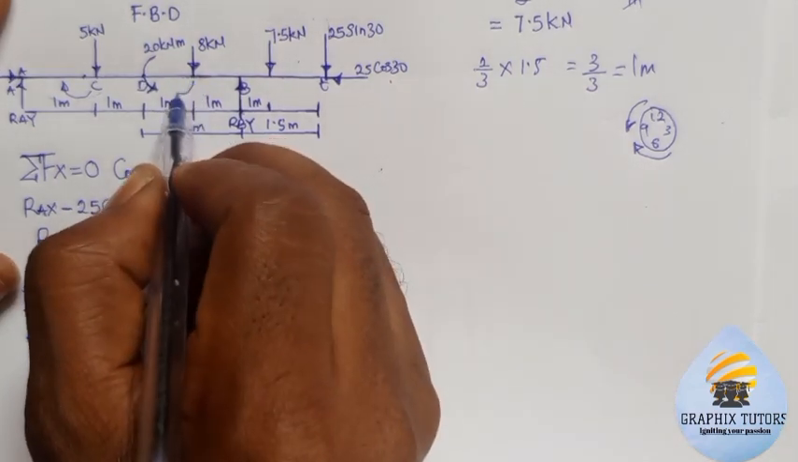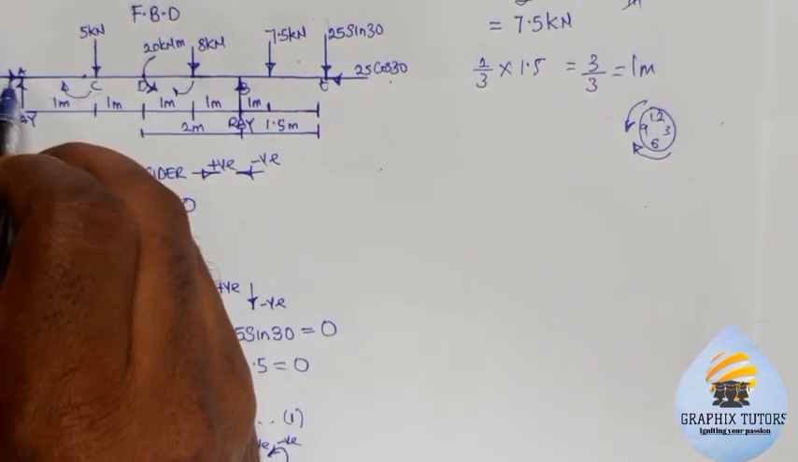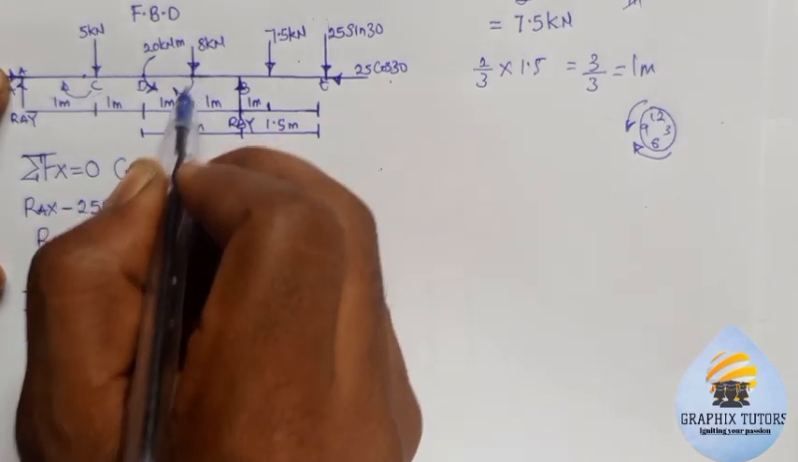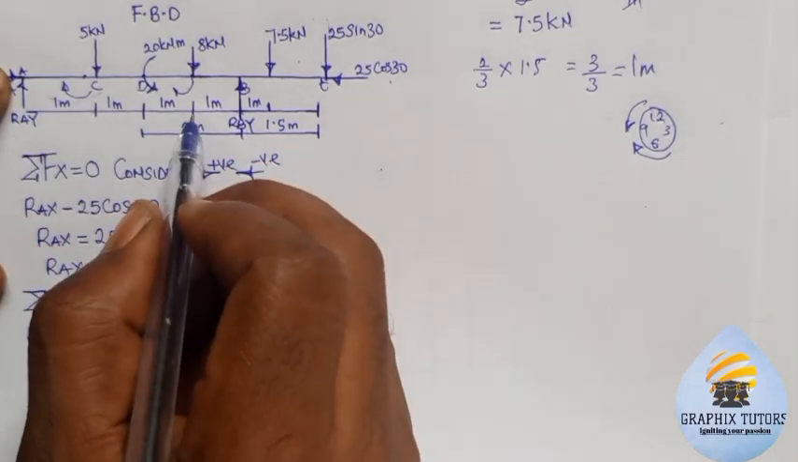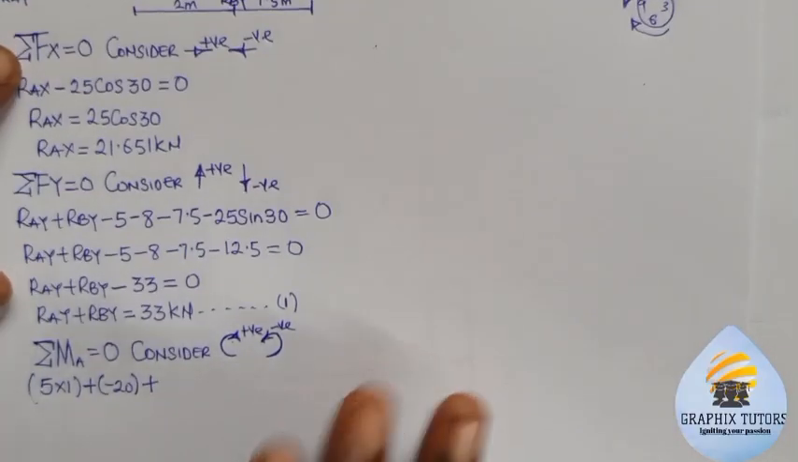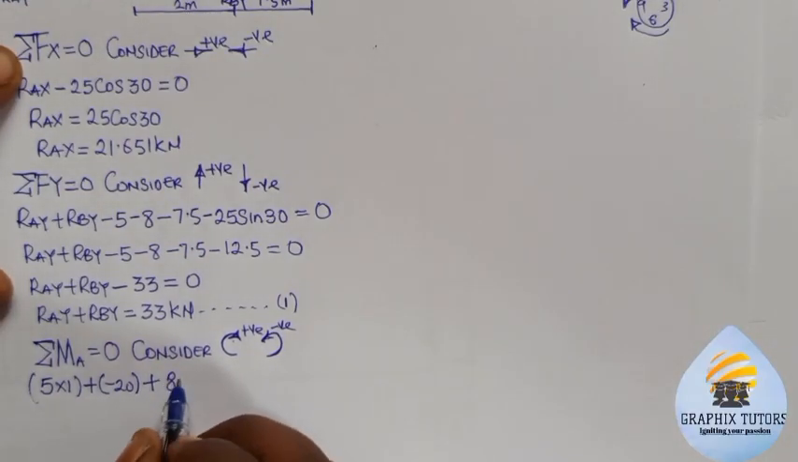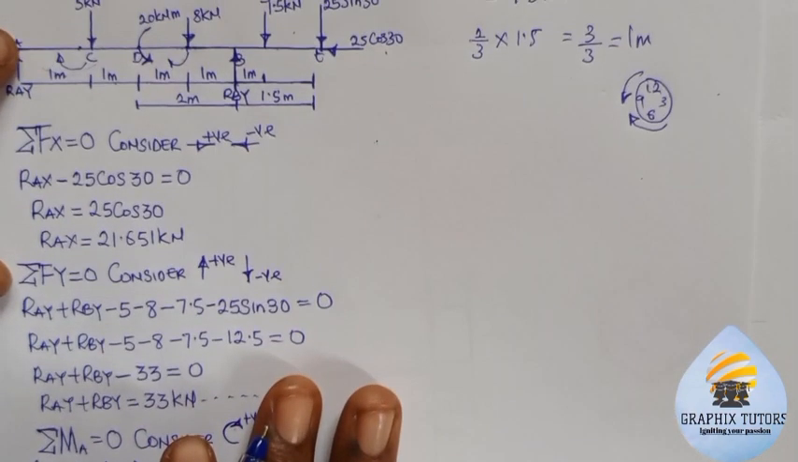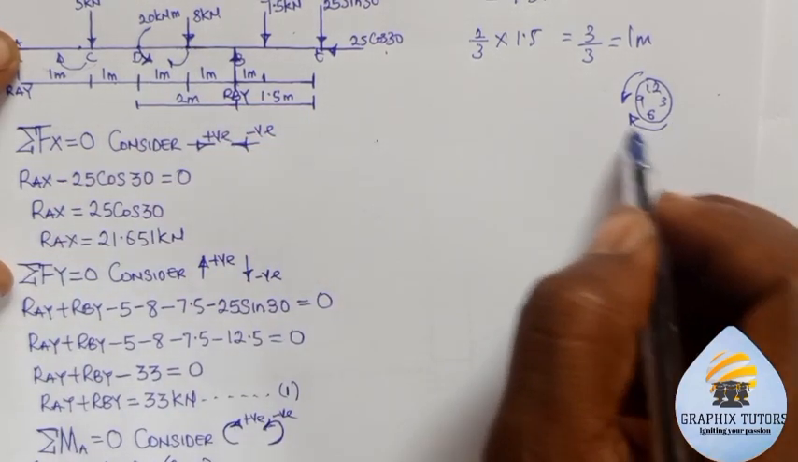8 is coming this direction towards point A. From 8 to A is giving us, this is 1, 2, 3. That will be 8 times 3. So I'll move from there. 8 times 3 is still clockwise, because look at the direction of the 8. It's still moving in this direction of the clock.